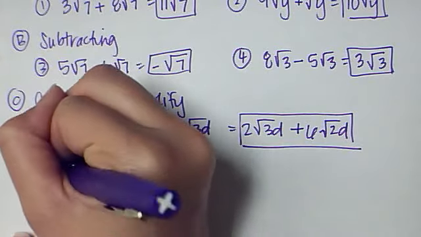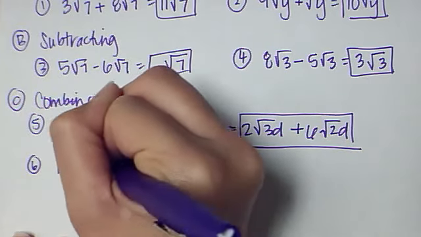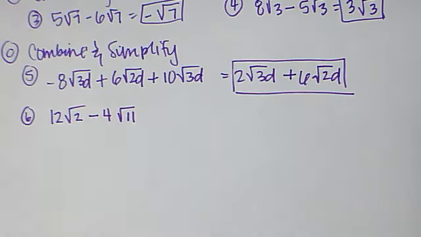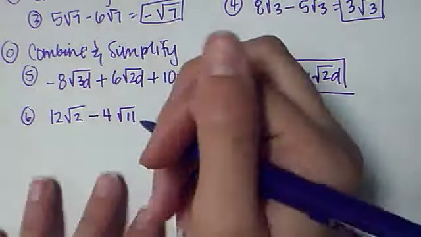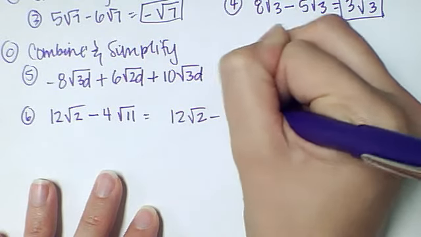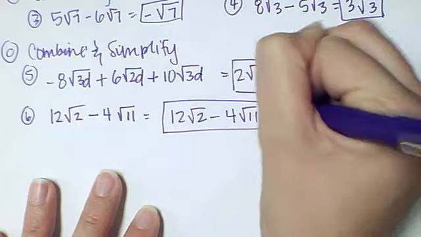How about one like this? 12 square roots of 2 minus 4 square roots of 11. You should be noticing that nothing is alike here. Square root of 2 is not alike to square root of 11. So that is just our answer. 12 square root of 2 minus 4 square root of 11. Nothing changed.